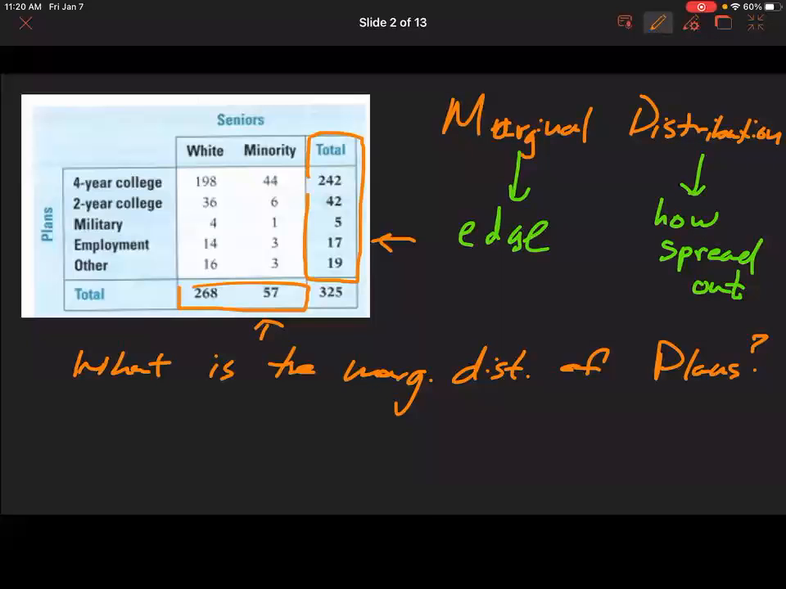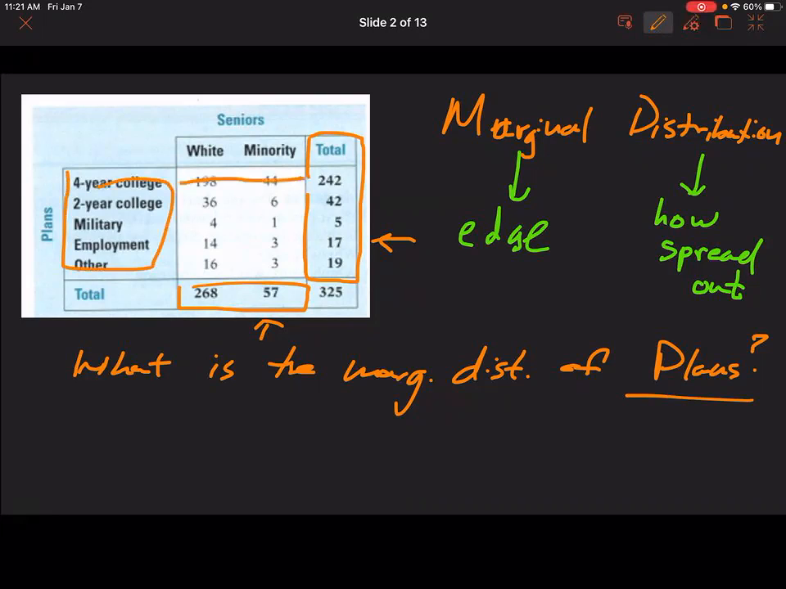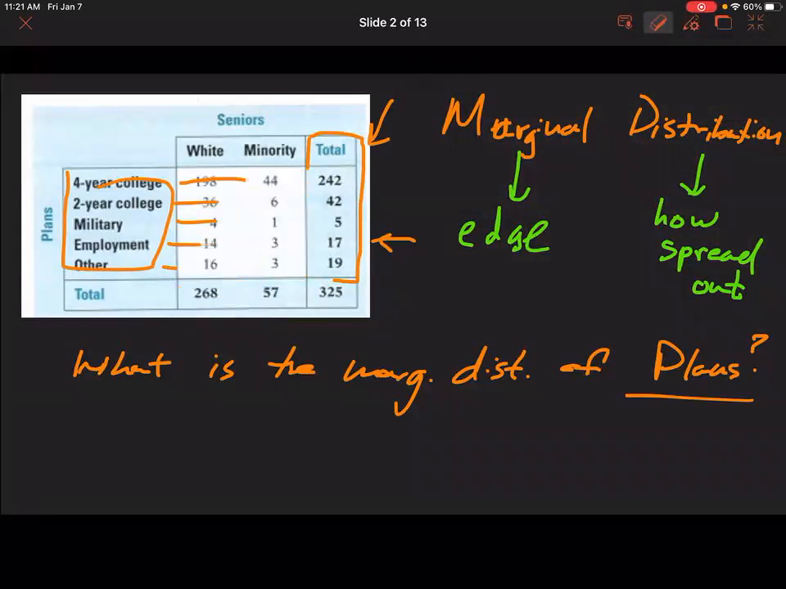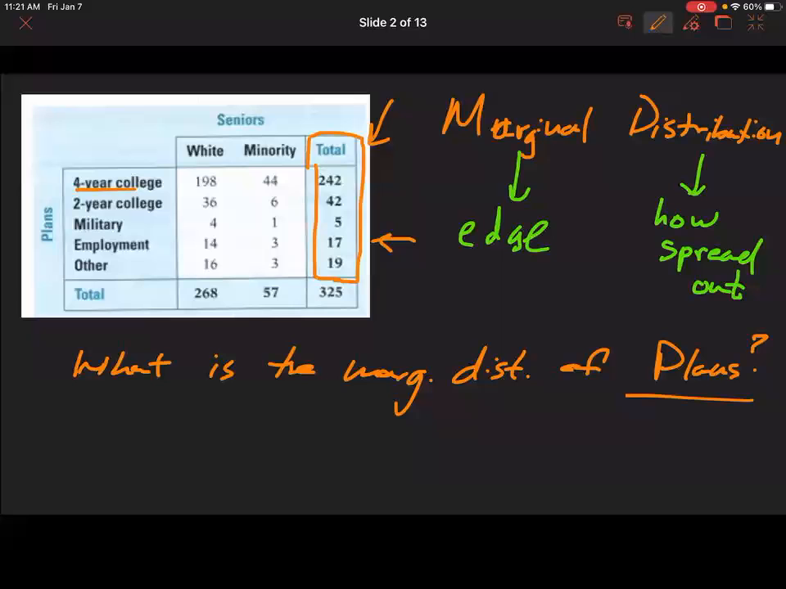And how do you know which one you're working with? Well, it tells you. What is the marginal distribution of plans? Well, the marginal distribution of plans, so these are the different plans right here. And the margins for plans are over here. These are the totals that correspond to plans. So we're looking at this margin. So marginal distribution is basically just saying what percentage falls into each of these categories. What percentage four-year college, what percent two-year college, military, employment, other. So to find those percentages, we just need to divide.